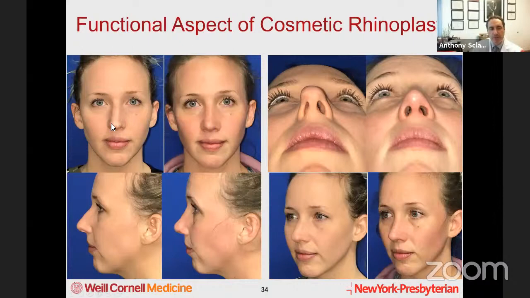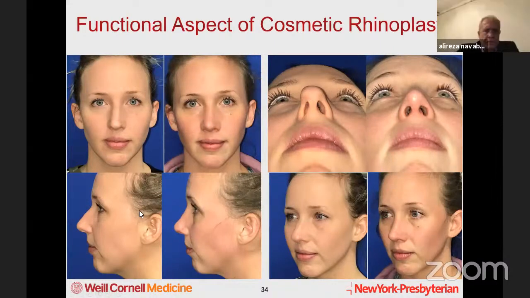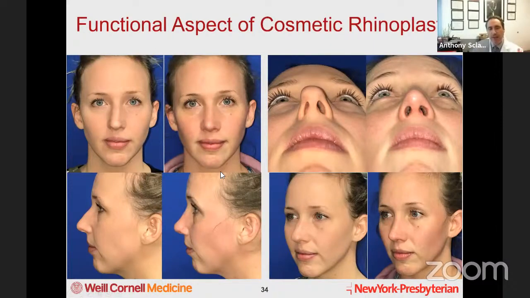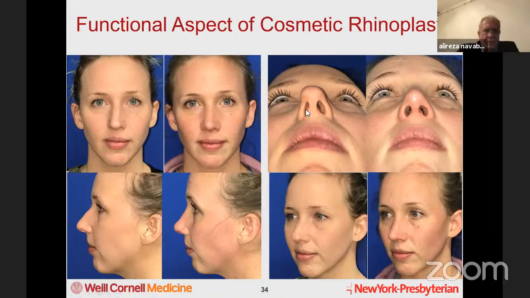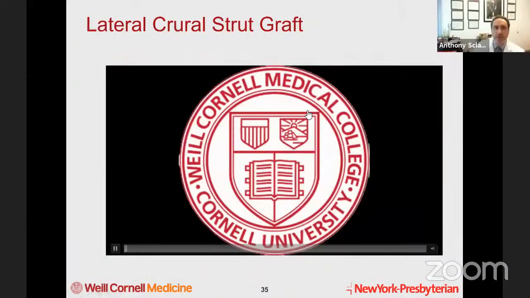And here you see again, not a huge change, a little bit smaller. You don't see these tip defining points out here, closer to here. She's not trapezoidal, she's triangular. The tip has been deprojected, the dorsum has been deprojected, the radix raised, and she can breathe now. You can actually see into her airway. She doesn't have this collapse anymore. So again, it's important to consider these functional aspects of the rhinoplasty.